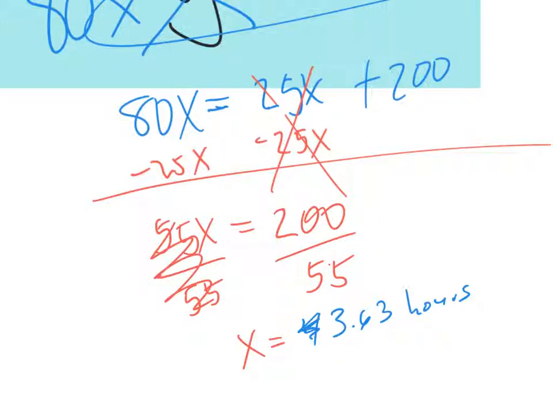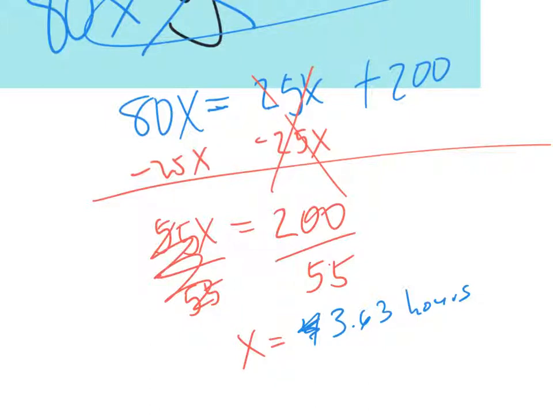He told me that he had an 8-hour job for a wedding. Which system should he use? 80 bucks an hour. Yeah. All right. Okay. What if he had a 1-hour job? 25x plus 20. Yeah.